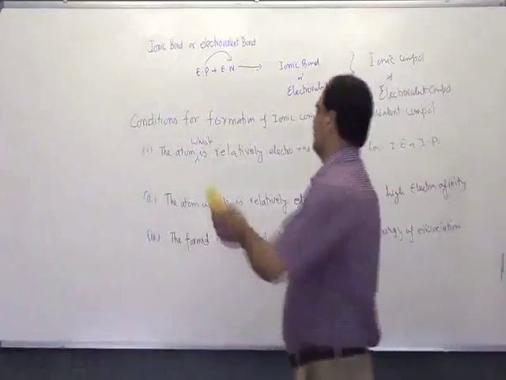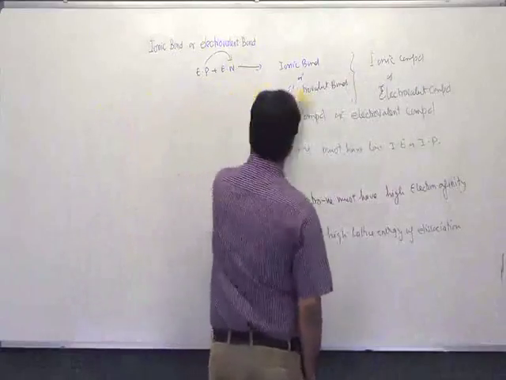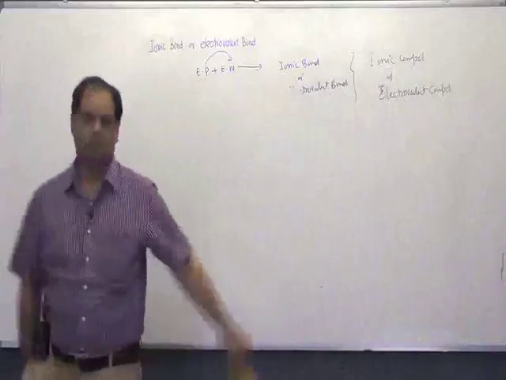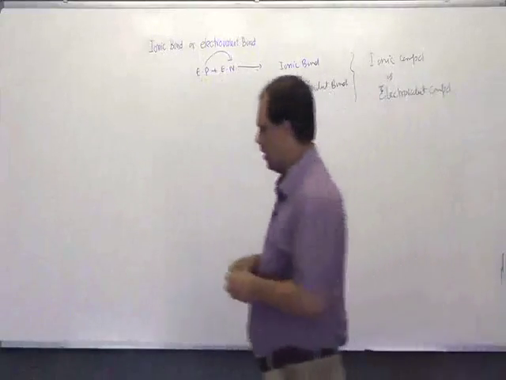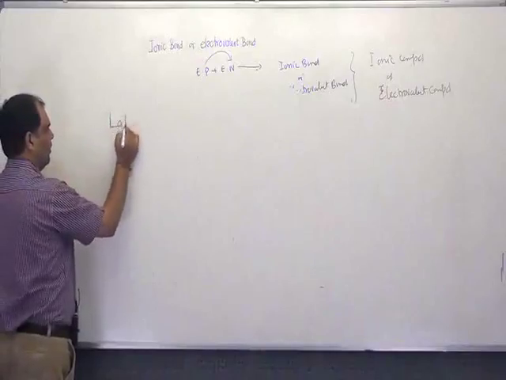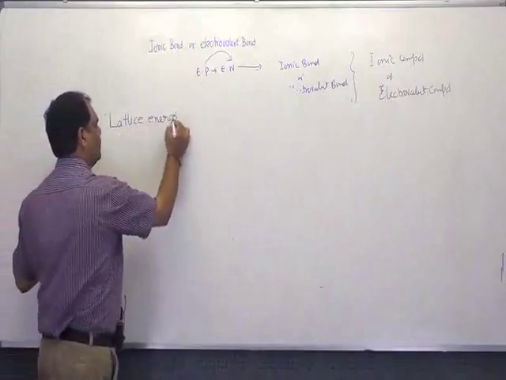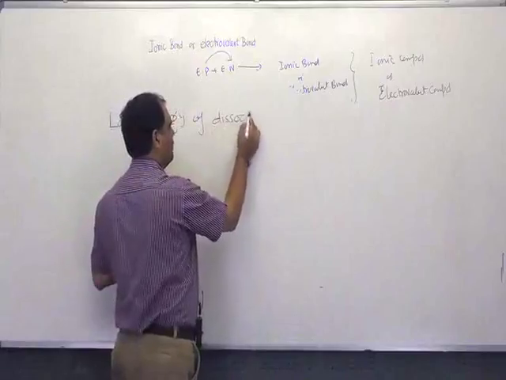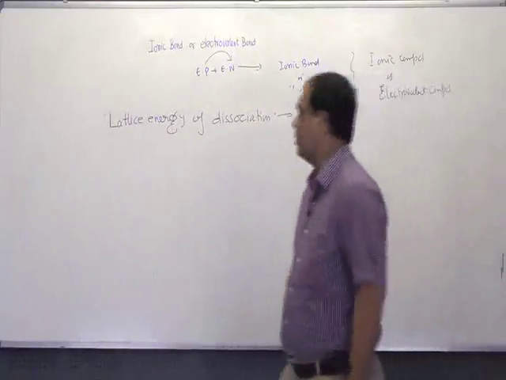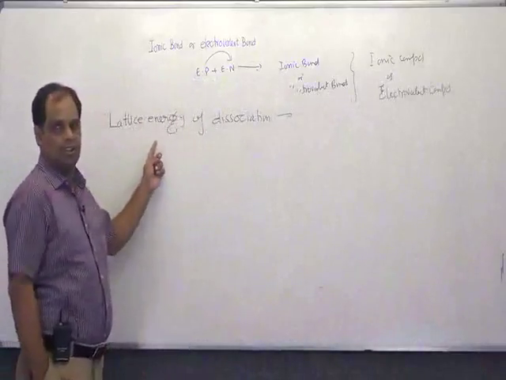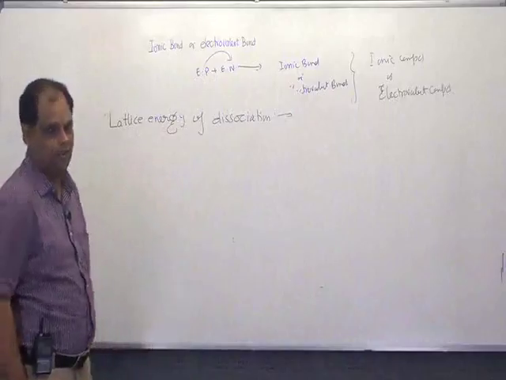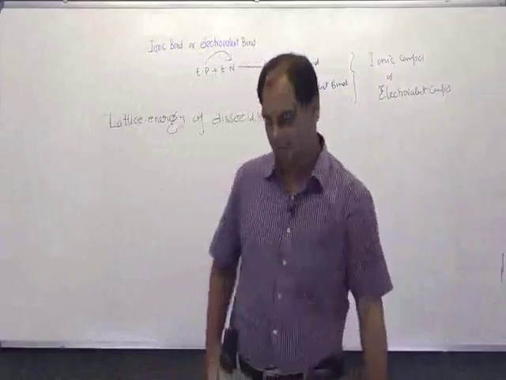Lattice energy of dissociation is defined as the amount of energy released when 1 mole of solid ionic compound is converted into its constituent gaseous ions.